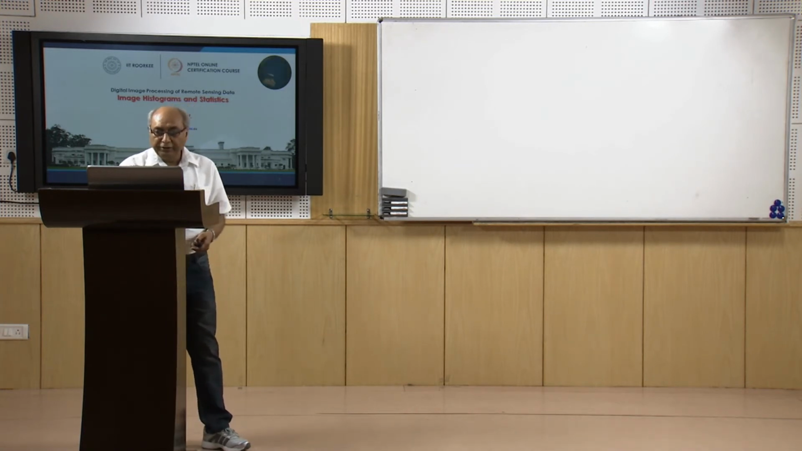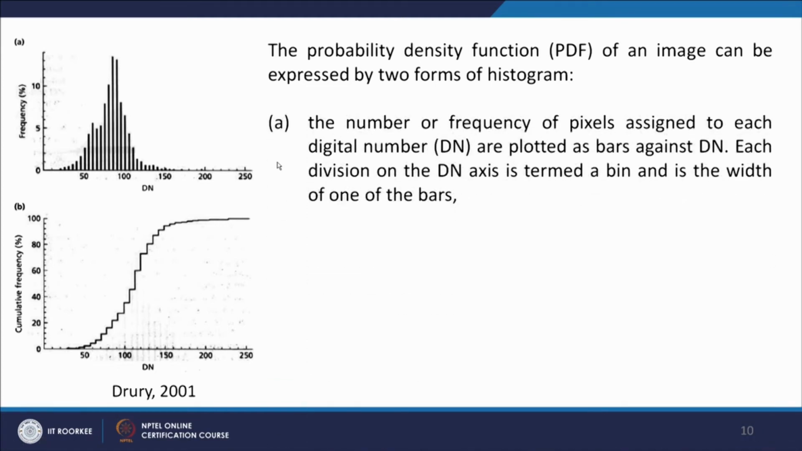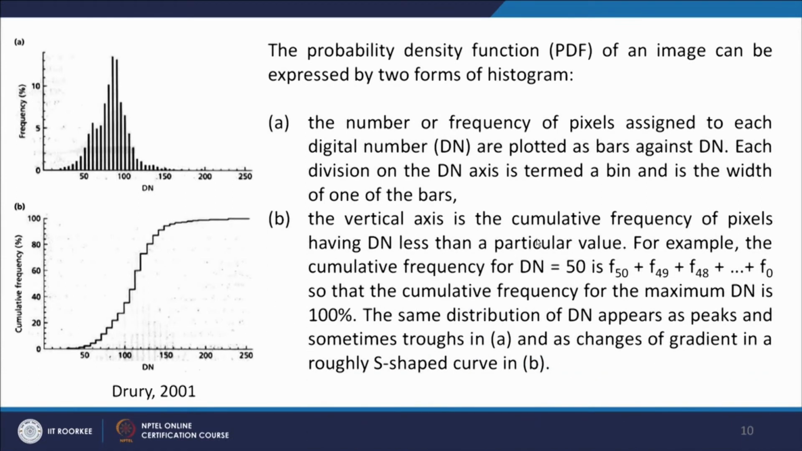So this probability distribution function, which you can see here, shows the histogram and a cumulative frequency on the y-axis and digital numbers as in a simple histogram. These are plotted, and these curves will bring you the PDF. The number or frequency of pixels assigned to each digital number DN are plotted as bars, again DN in the case of a histogram. Each division on the DN axis is termed a bin, and its width is one bar. And the vertical axis of cumulative frequency shows the pixels having DN less than a particular value.